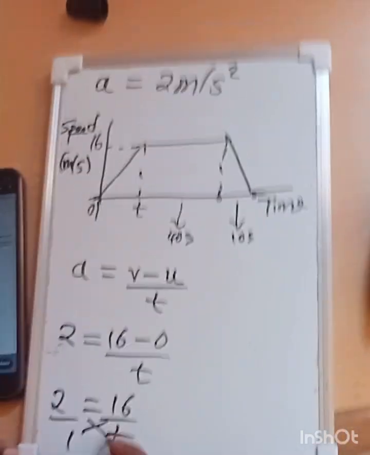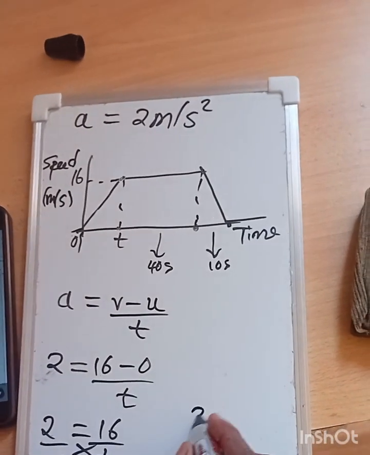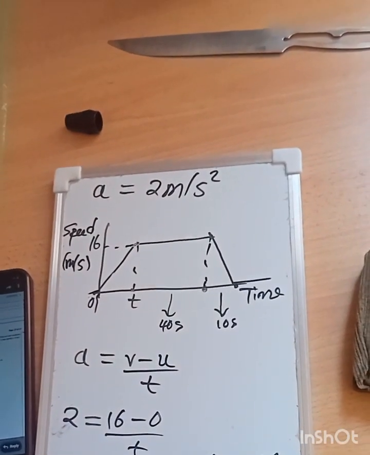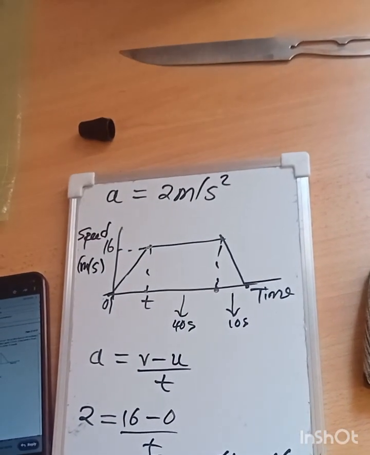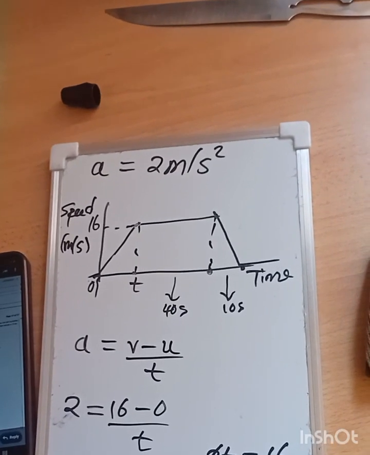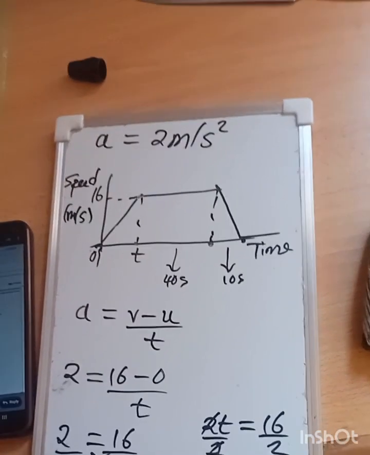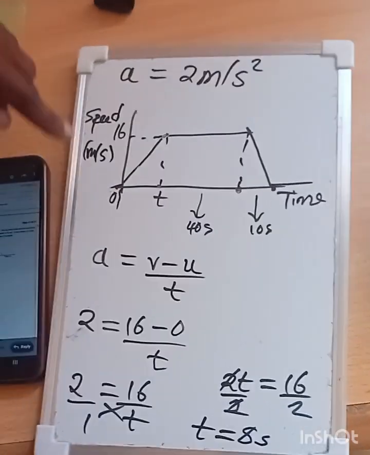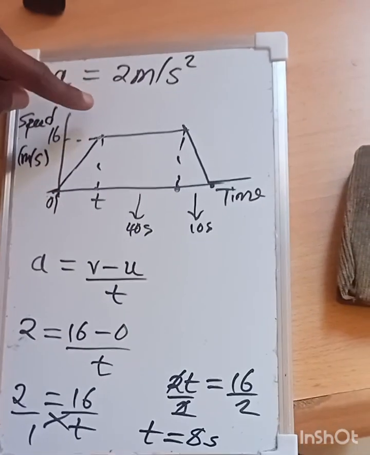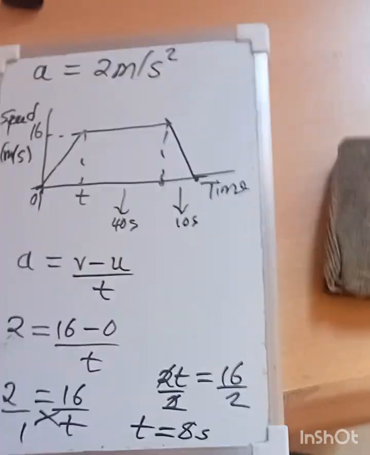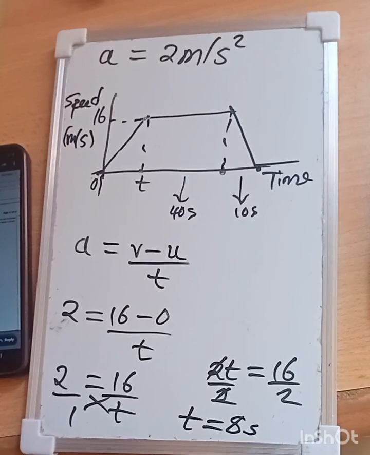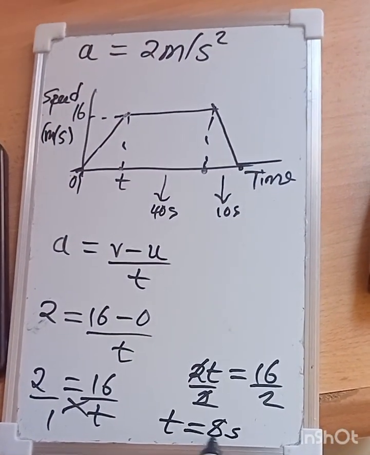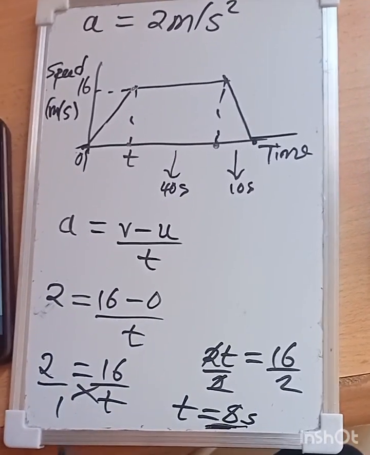Then you cross multiply at this point. Then 2 times t, you have 2t, then 16. Then divide by 2 both sides. So t is equal to 16 divided by 2, which is 8. Half of 16 in short, which is 8. Now t is time, so 8 seconds. So in short, in the 8 seconds, it accelerated from 0 at 2 meters per second squared. So this is our t, the value of t, which is time, 8 seconds, okay?